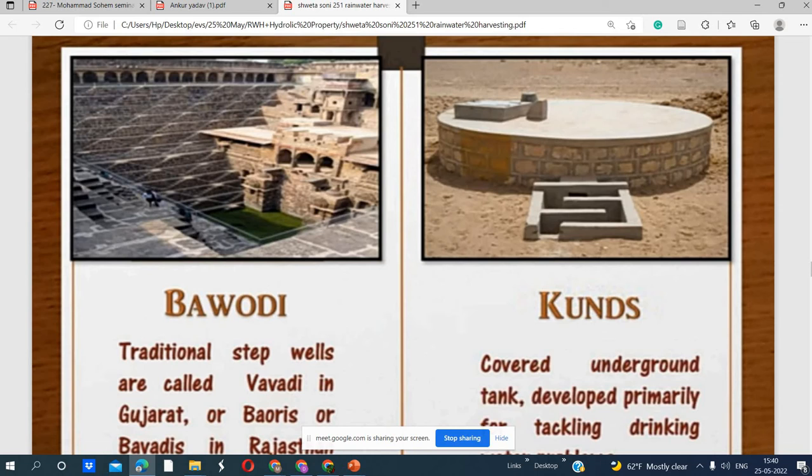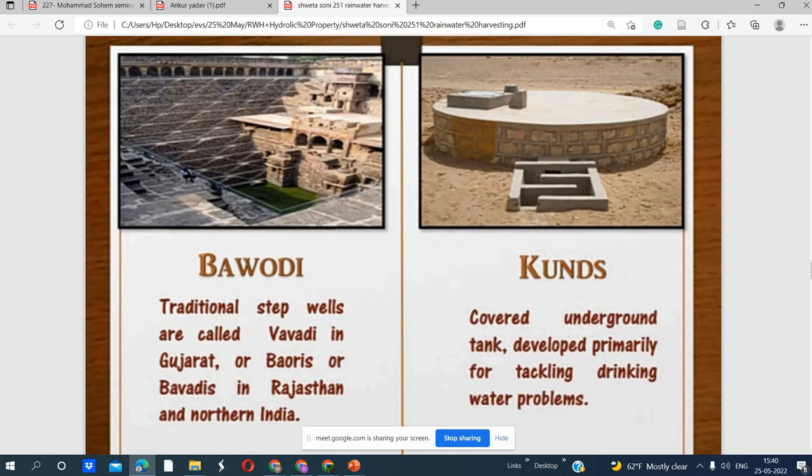And then comes Bawadi or Kunz. They are also traditional ways of water harvesting found in Rajasthan. Please show the proper whole slide. Thank you so much. Bawadi is found in Gujarat or Rajasthan in northern India, and Kunz are also underground storage tanks, built basically for drinking water problems. Next.